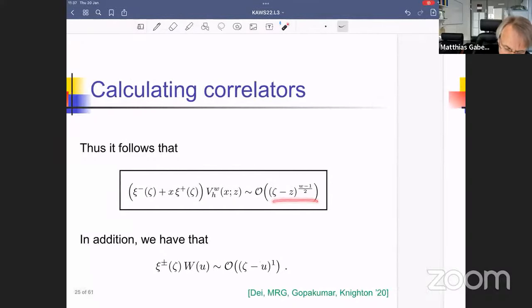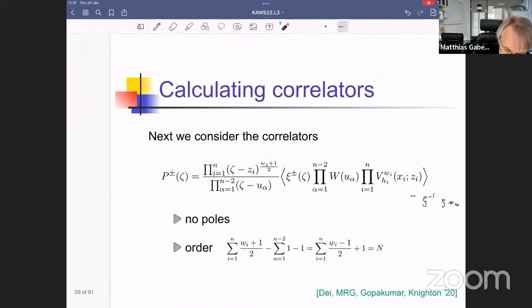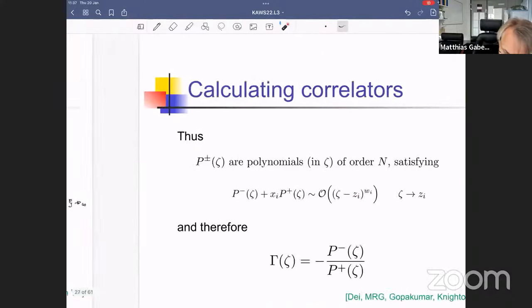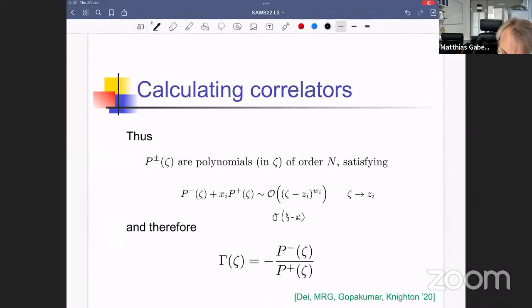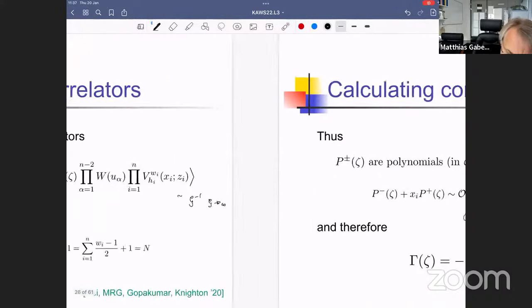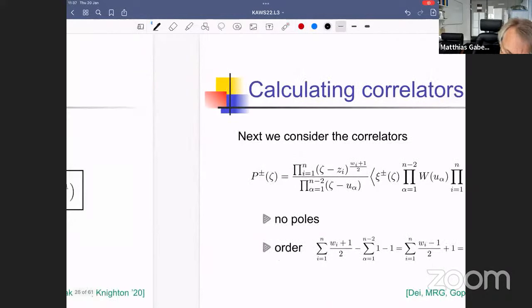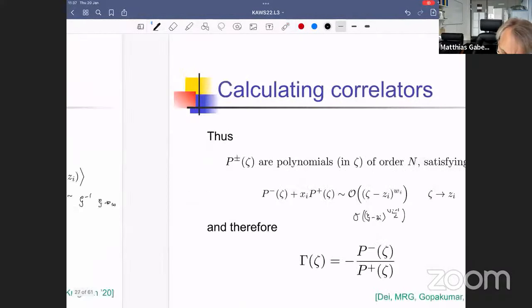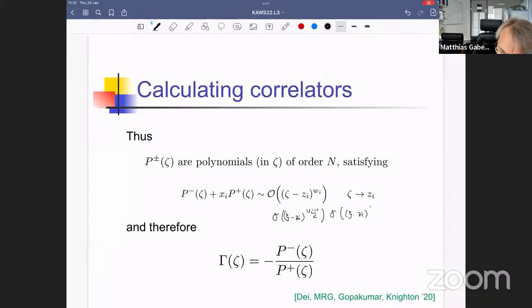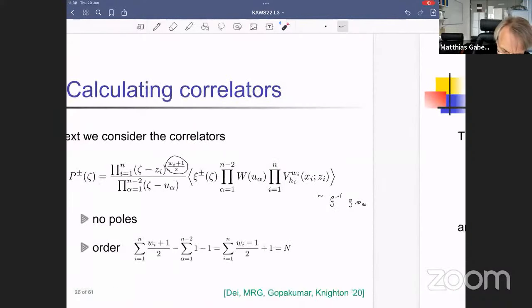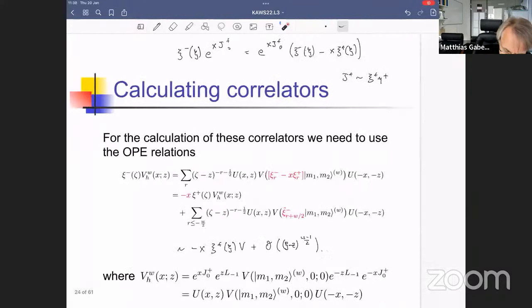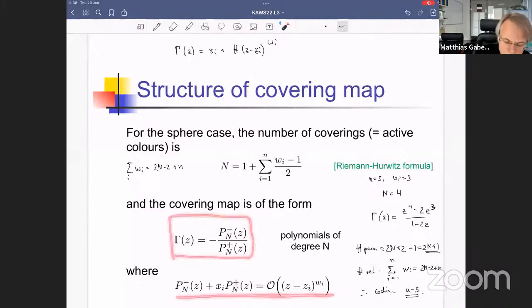you have to multiply this factor with the corresponding factor from here. So therefore, what you're going to get is that originally this goes like zeta minus zi to the wi minus one over two. This is from here. And then this prefactor, which we have to multiply into it, means there's another order of zeta minus zi to the wi plus one over two. And therefore the product, P minus plus X times P plus, goes like order zeta minus zi to the wi. But that is exactly the condition that characterizes the covering map. Because remember, we make this ansatz, and then the condition for the covering map is exactly this condition. That's the condition that guarantees you that this ratio behaves as this property.